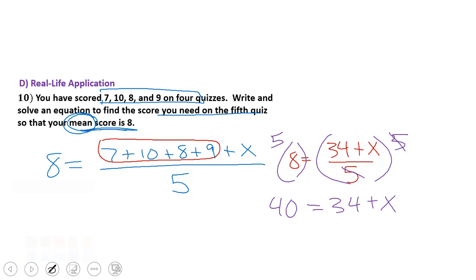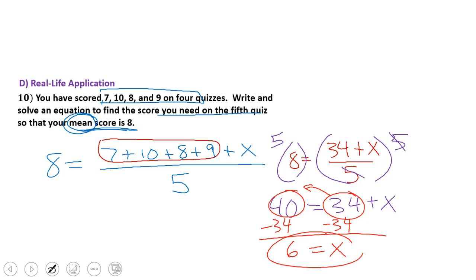And so we're going to combine these like terms right here. We're going to combine these like terms by subtracting 34. We're going to move that 34 to the other side, so we get 6 is equal to X. 6 equals X. So we need a score of 6 on our last quiz so that we have an average, or a mean, of 8.